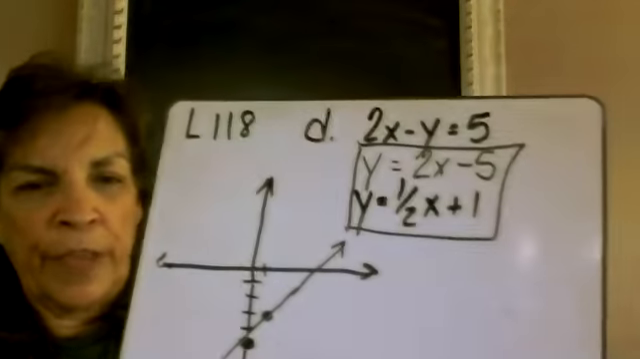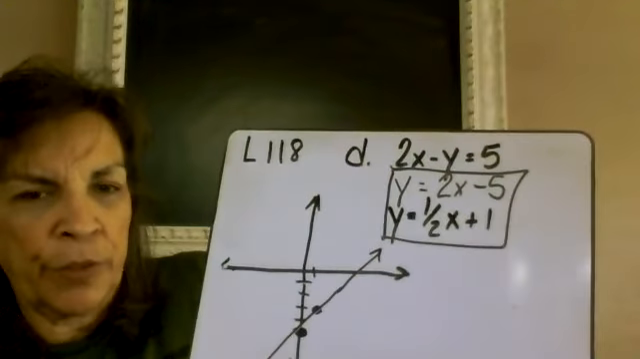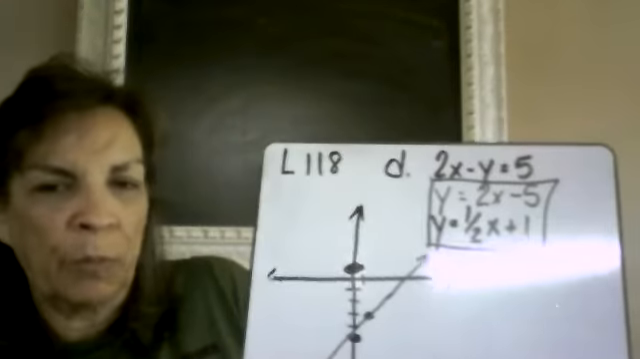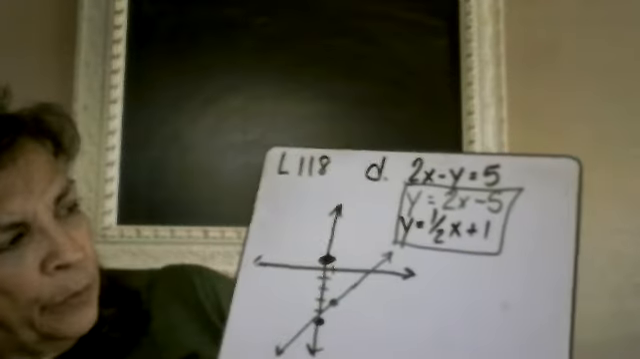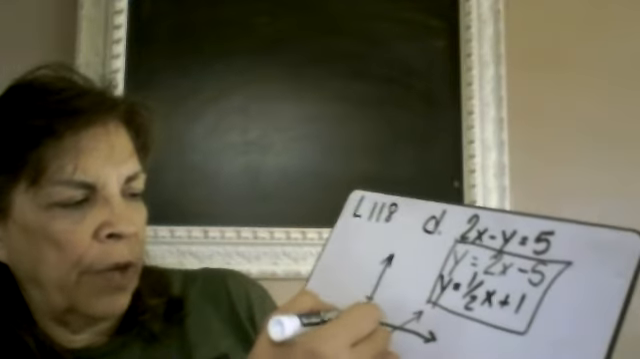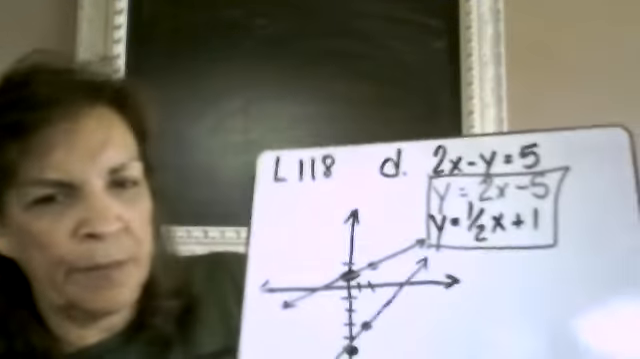Now let's draw the other equation. Y equals 1/2 x plus 1. First off, start with your y-intercept, which is 1. That's my first point. I look at my slope, which is 1/2. Rise 1, run 2. So here is my graph.